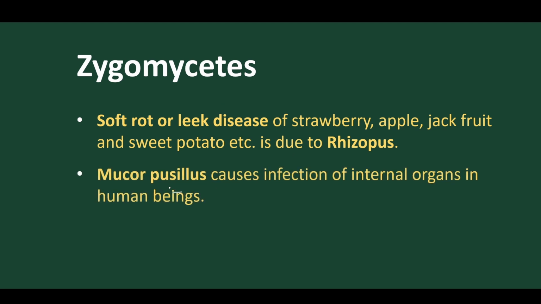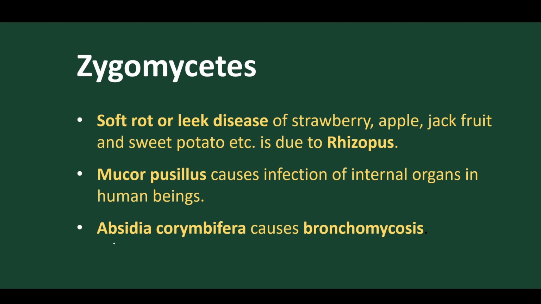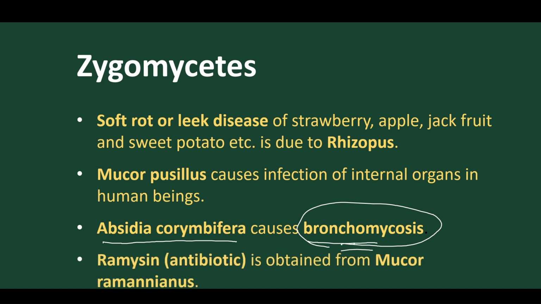And Mucor causes infection to the organs, that is bronchitis. So in human beings, when human beings inhale Mucor it causes infection to the internal organs. It's a very deadly disease. Absidia corymbifera causes bronchomycosis. It causes bronchitis. So it is the type of Zygomycetes that causes disease in humans, that is Absidia corymbifera, which causes bronchomycosis disease.